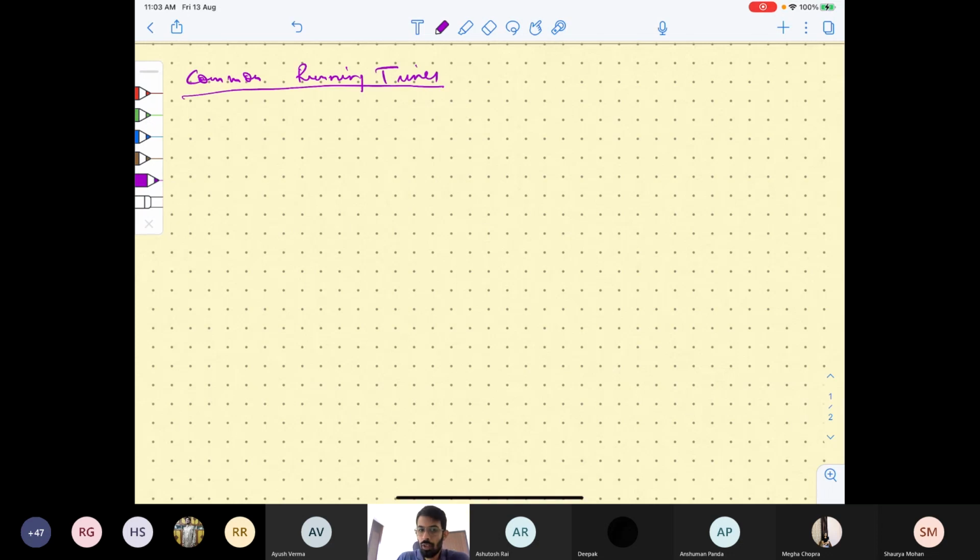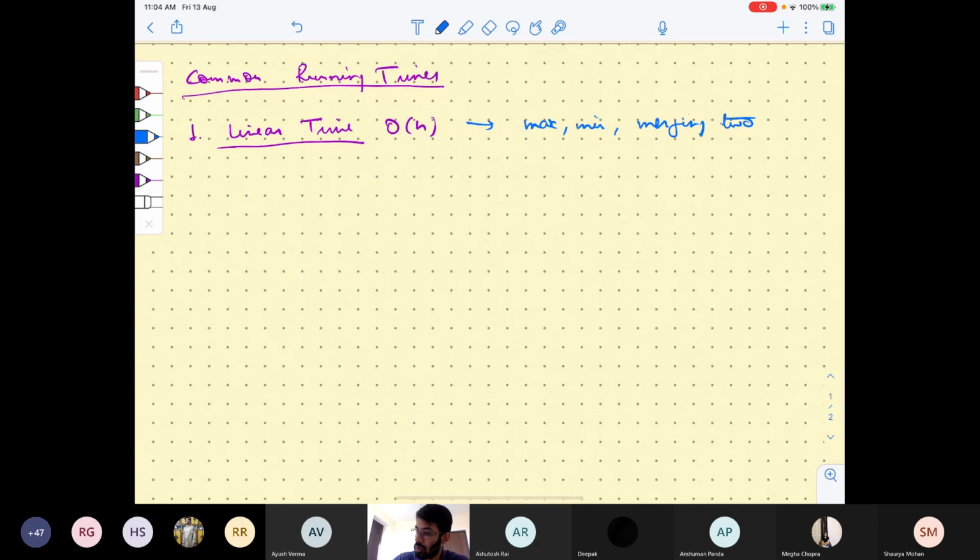So the first one is linear time, which is big O of n. Tell me some algorithm which has order n running time. Finding max, min, and then, let's say, merging two sorted lists. These you must have seen in your data structures and algorithms course.